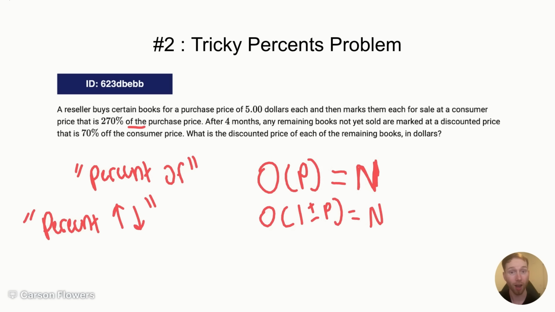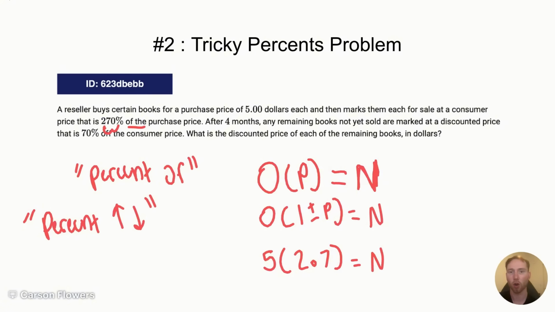So that "percent of" tells me I'm going to use this first formula here. Let's go ahead and write it. What's our old number, or the number we started with? We know it's going to be $5 because that's our initial value. Since we know it's "percent of," we're going to directly multiply it by the percent. In this case, it's 270%, but we're going to want it as a decimal. We're going to have to move that decimal over 2 to get 2.7. And that's going to equal our new number.